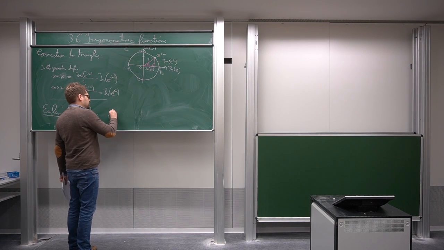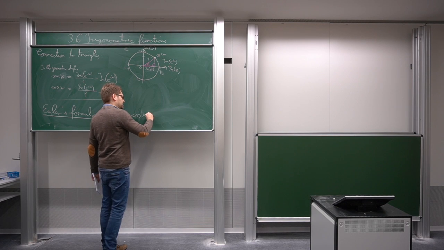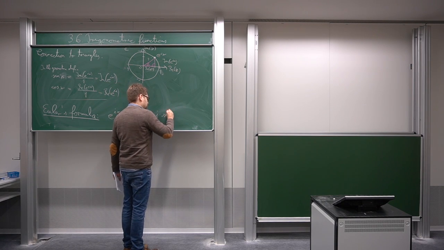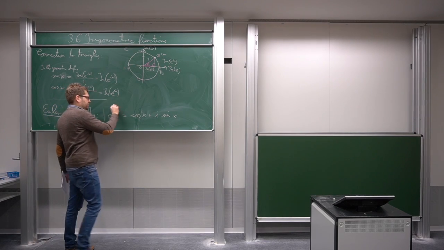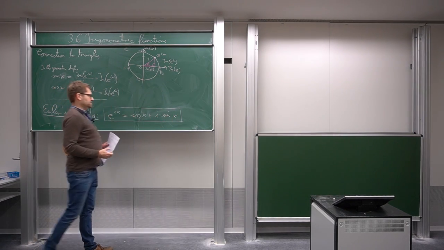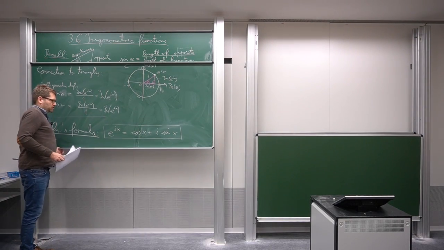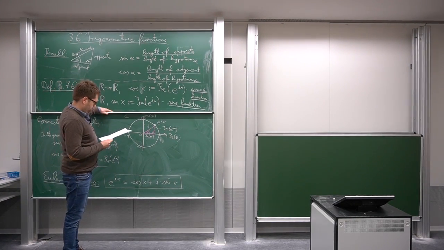Namely, by definition, it holds that e to the ix is the same as the cosine of x plus i times the sine of x. So this is how we decompose this into real and imaginary part. This is a very important equation, so this is basically also how you can memorize the definitions here. If you memorize just this equation, you've got both in one. But this is Euler's formula, a very famous formula.